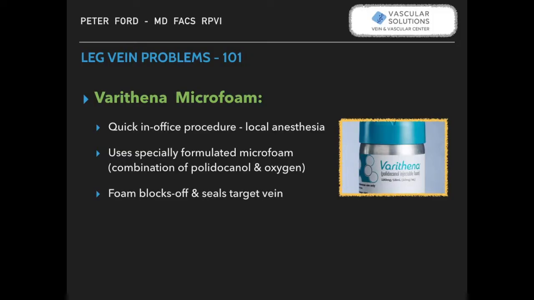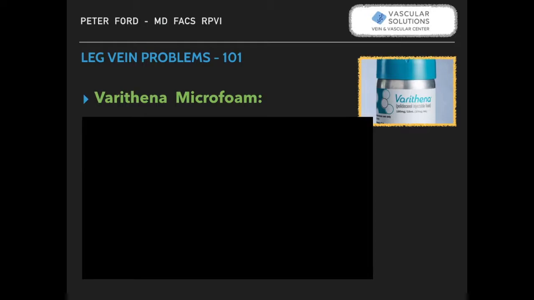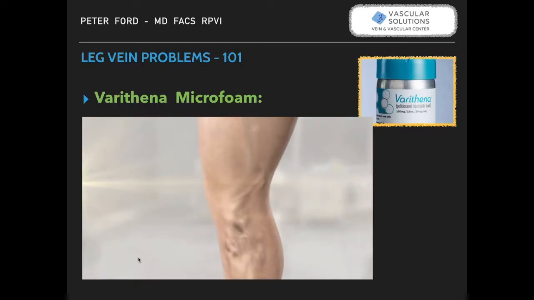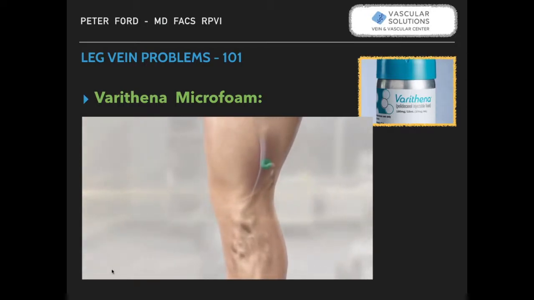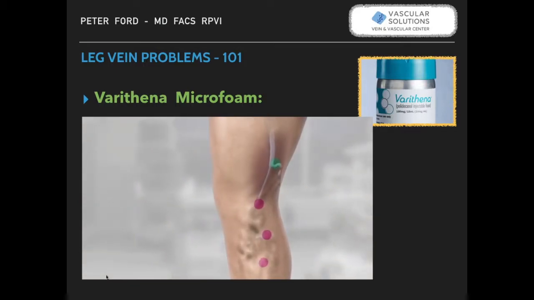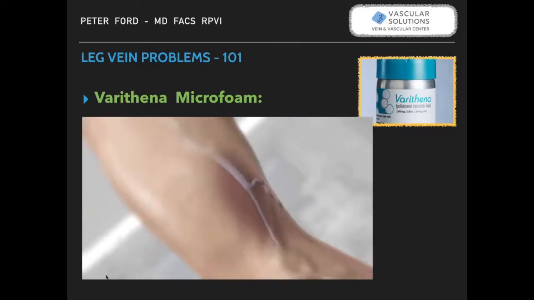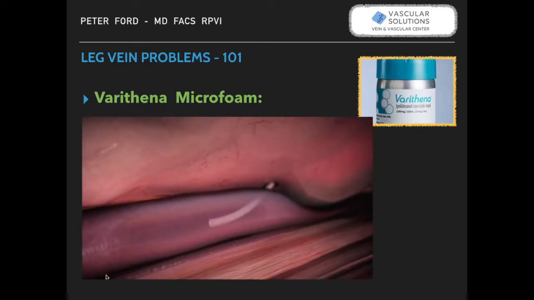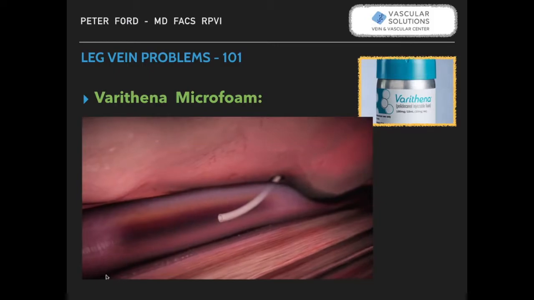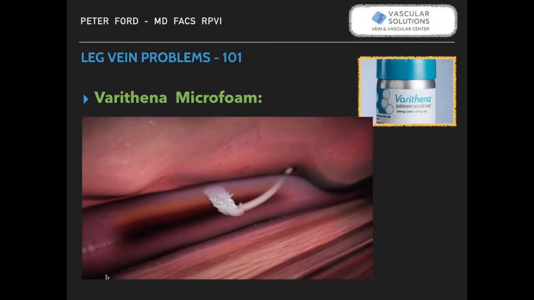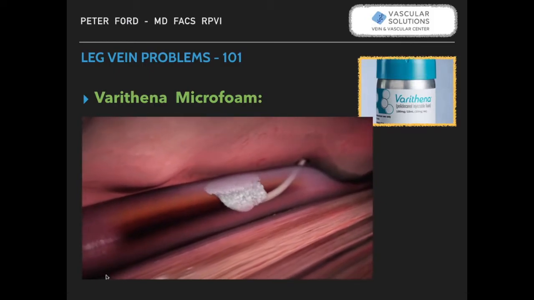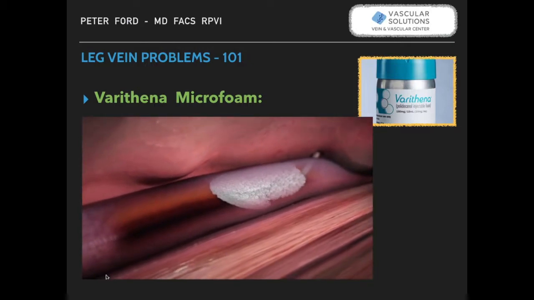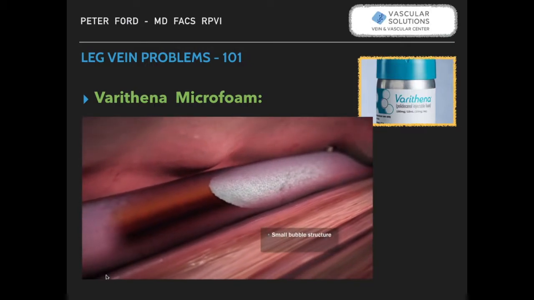The next procedure I wanted to mention is called Varithena microfoam. The way the Varithena microfoam works is by injecting a specially formulated microfoam into the target vein. The foam is a combination of polidocanol and oxygen, and when I draw it out of the canister, it looks like shaving cream, and this product can be directly injected into the target vein. The foam causes the target vein to spasm and clot, and then subsequently shrivel and regress.